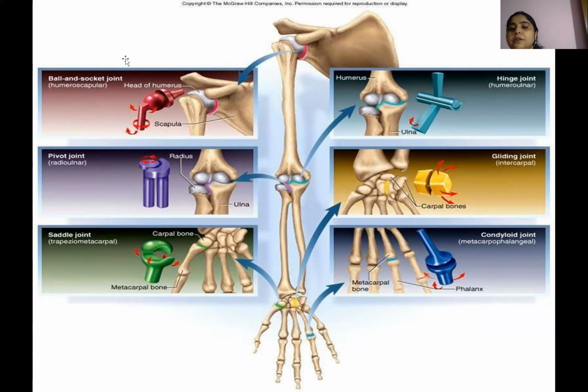The fourth in the picture is the gliding joint, that is the intercarpal joint, which is between two carpals and is also a plane synovial joint. Fifth is the saddle joint, that is the trapeziometacarpal joint or first carpometacarpal joint of the thumb. It is between the metacarpal bone and the trapezium carpal bone of the thumb. It is located near the thumb. Next is the condyloid joint or metacarpophalangeal joint. It is between the metacarpal bones and the phalanges.